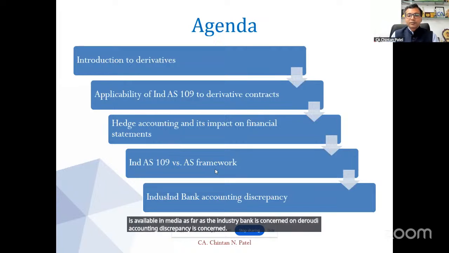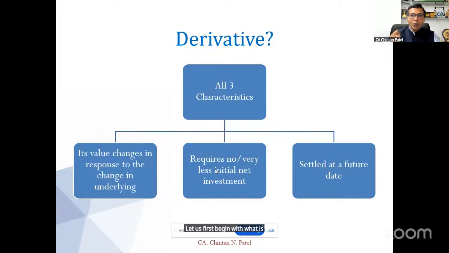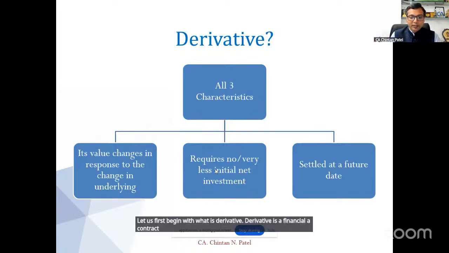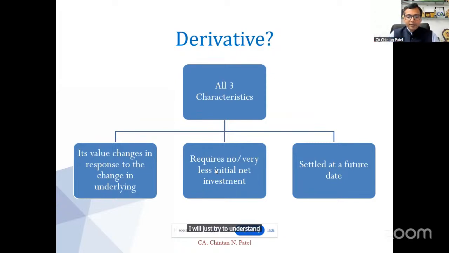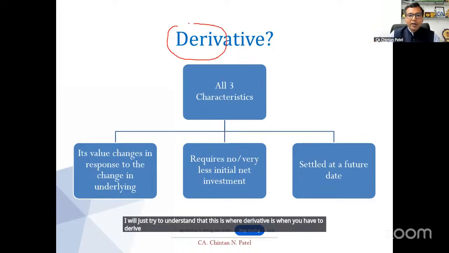Let us first, friends, begin with what a derivative is. A derivative is a financial contract or instrument, a contract which has three characteristics. Whenever we talk about derivatives, the most important thing is that the word derivative means derived. It is divided into derive, D-R-I-V-E, and then ATIVE, an adjective suffix, which come together as derivative.